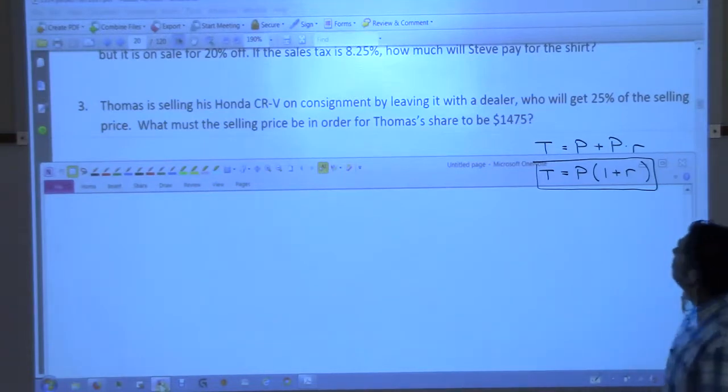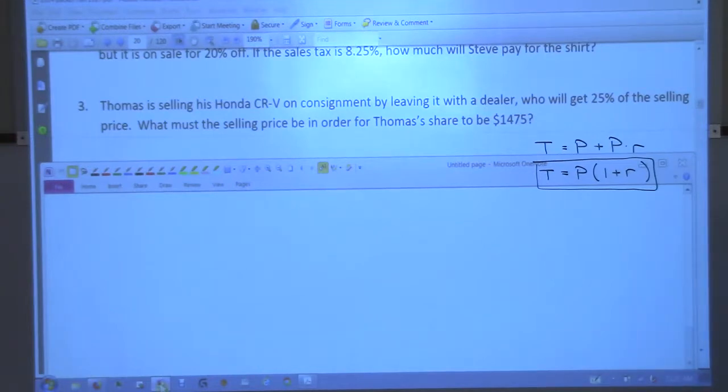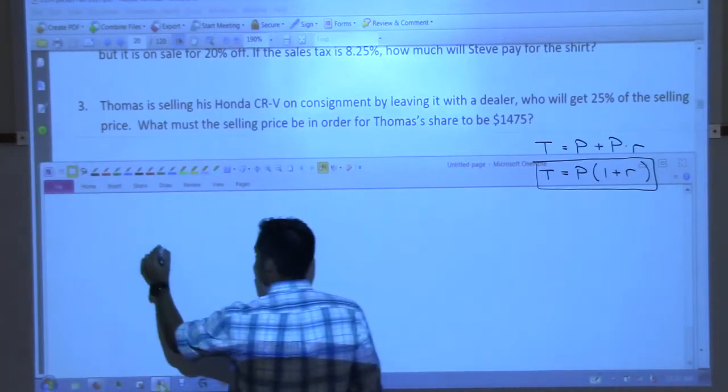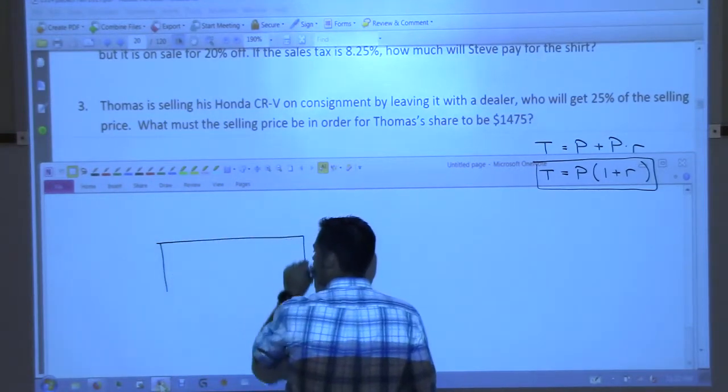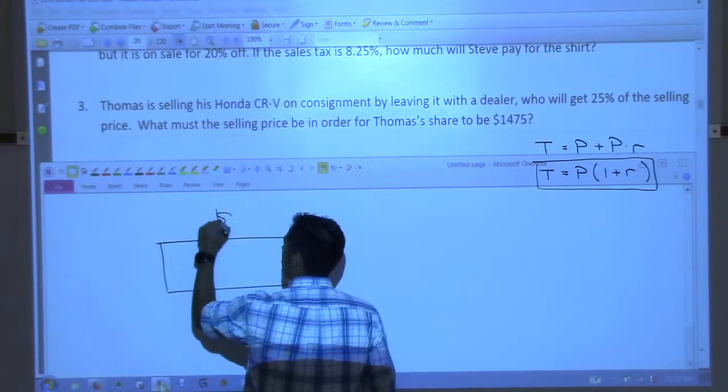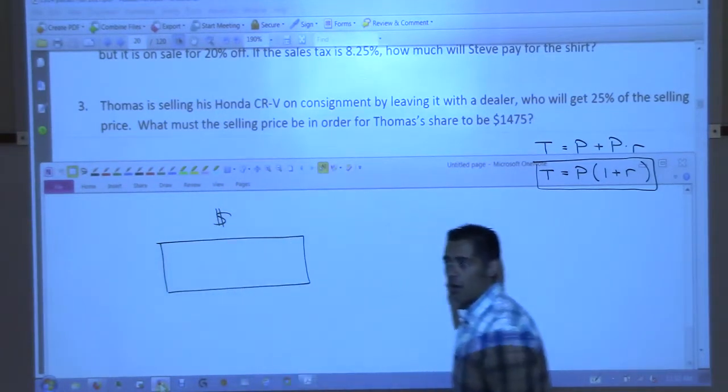Now I don't see any sales tax in here, do you? There's no sales tax in here, so we're not going to be using this formula because there's no sales tax. But maybe we can still resolve this. Let's think about it this way. I'm going to draw a picture. Let's just say this is the money that we're going to get from the sale of the car.